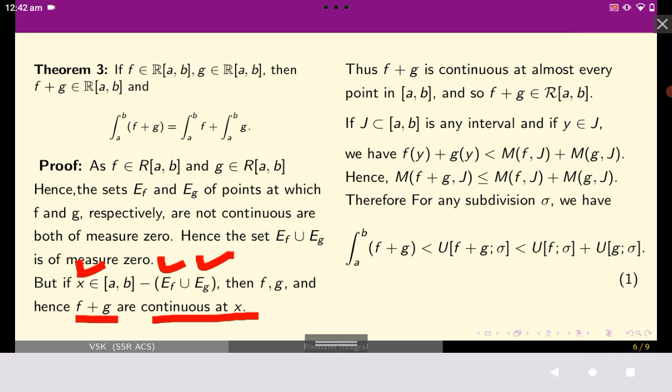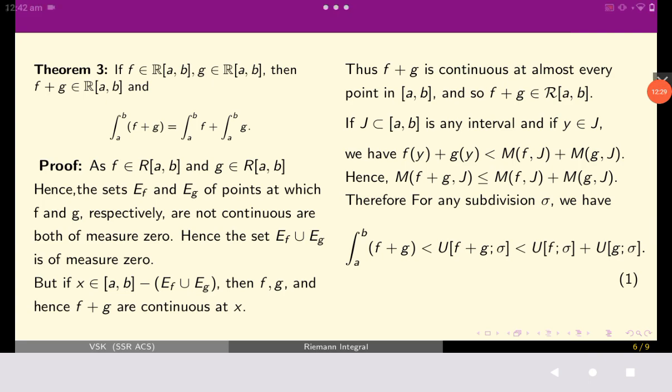It means that f plus g is continuous at almost every point in [a,b]. That is, f plus g is continuous almost everywhere on [a,b], because at every point x which does not lie in these two sets, f is continuous and g is continuous, so f plus g is continuous. So we obtained that f plus g is Riemann integrable. So this first thing we have proved, that f plus g is Riemann integrable. Now let us see the second part. This we have to prove.